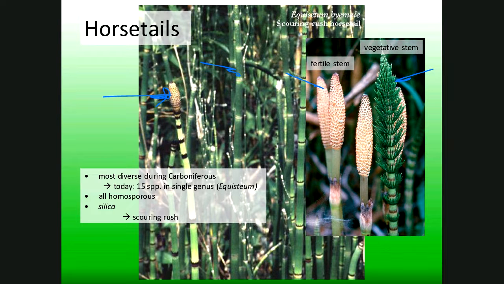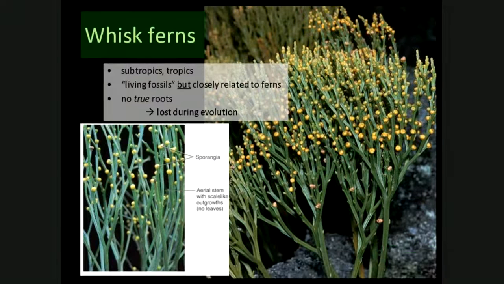Whisk ferns, there we go. Sporangia are the yellow parts at the top. Whisk ferns are found in the subtropics. I've seen a couple of whisk ferns here in Florida. They're not real common. They're living fossils, because they look so much like Cooksonia, right? Cooksonia was, you remember, that first vascular plant that I showed you a couple of slides ago.